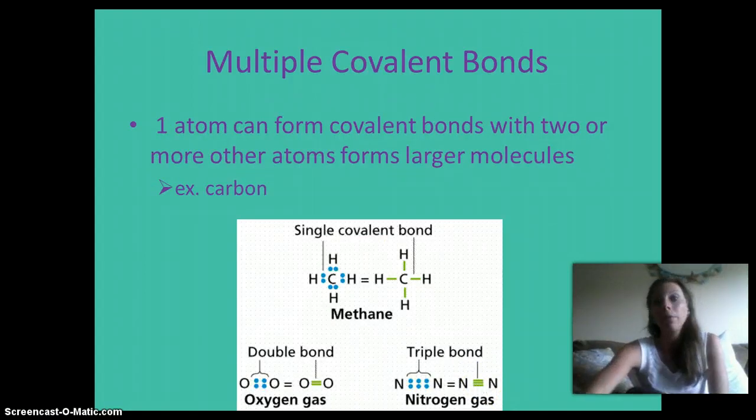So one atom can form covalent bonds with two or more atoms, and they form larger molecules. And this is important with carbon. So carbon will, a lot of times, have multiple bonds between different atoms. And we will see that when we're forming our macromolecules.